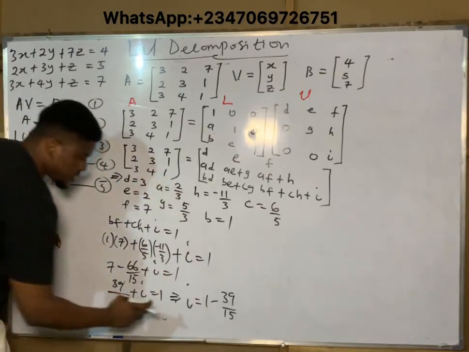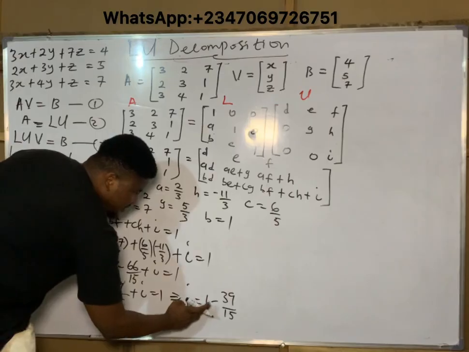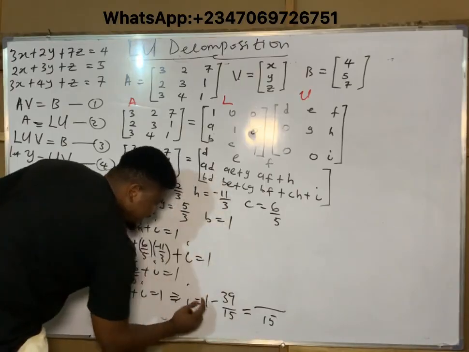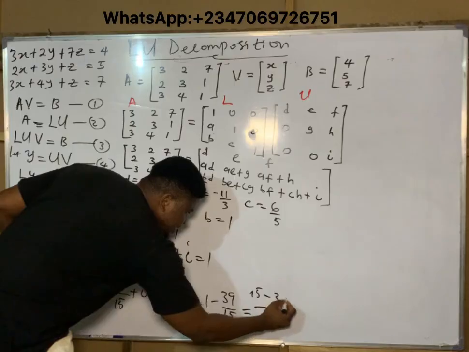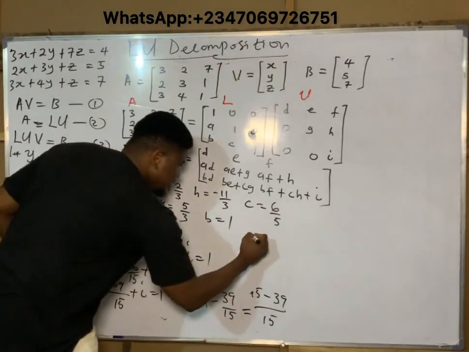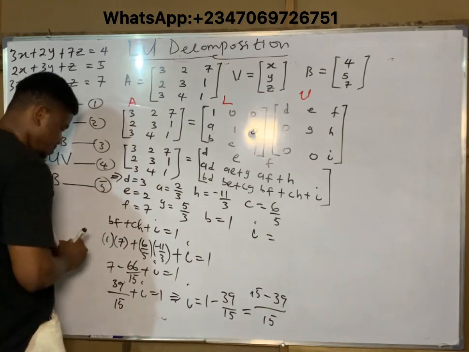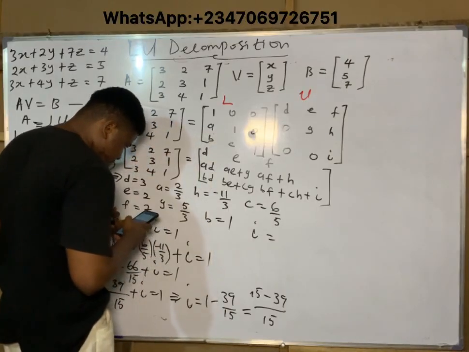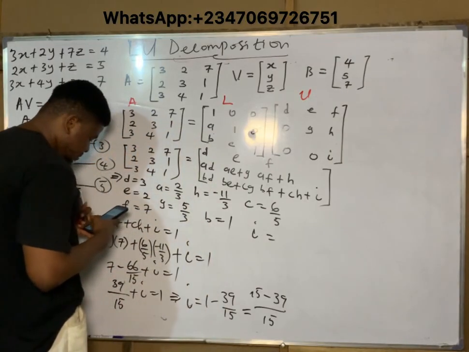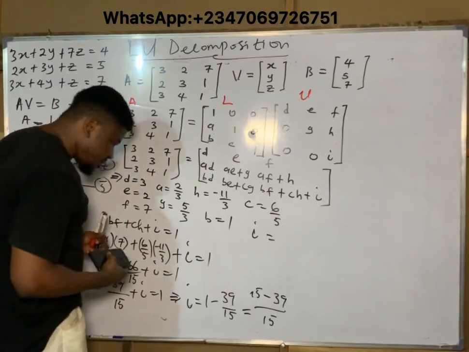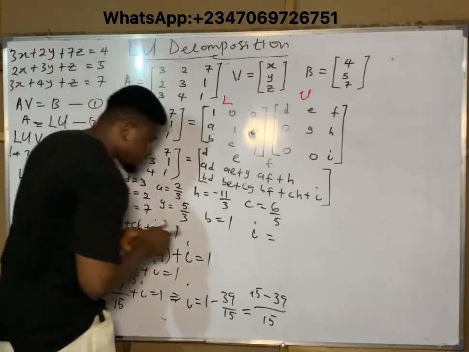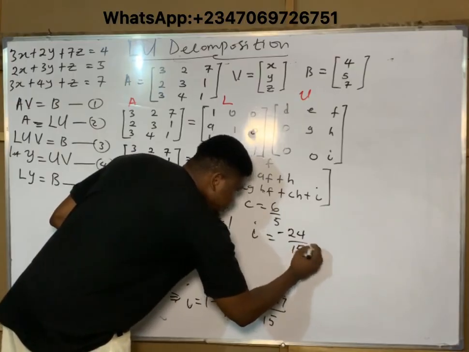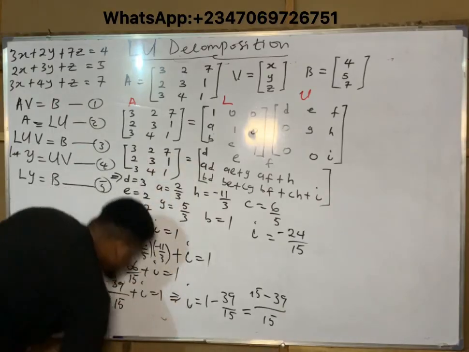So once again, we take LCM. LCM is 15. So you have 15 times 1, which is 15, minus 39. Therefore, I is going to be equal to 15 minus 39. That gives us negative 24 divided by 15. So we have negative 24 divided by 15. Okay, so we can take all of this off.